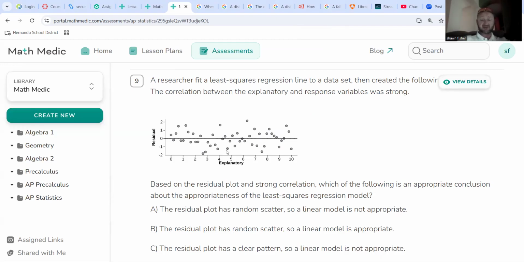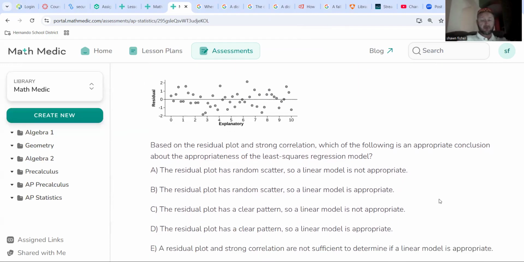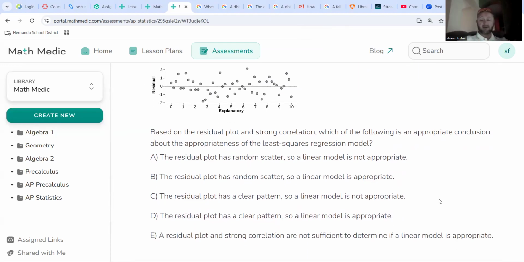No big deal. Does this show a pattern at all? You know, like a U-shaped pattern, anything like that? No, I don't see a pattern here. So really, this model is pretty appropriate. The residual plot has a random scatter, which it does. Therefore, the linear model is appropriate. B is our answer for this one.